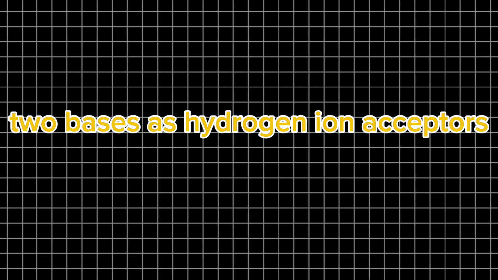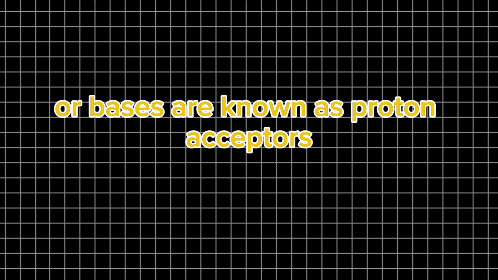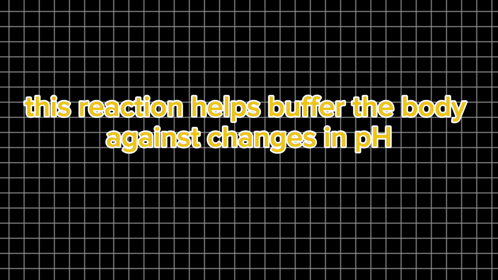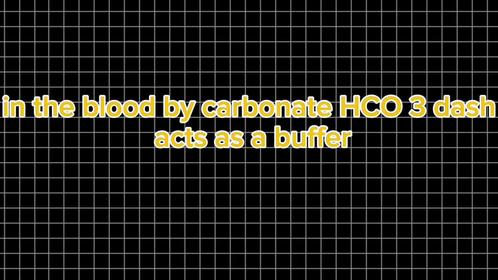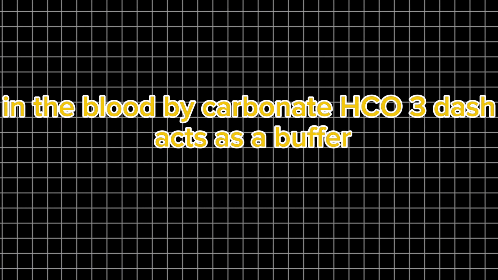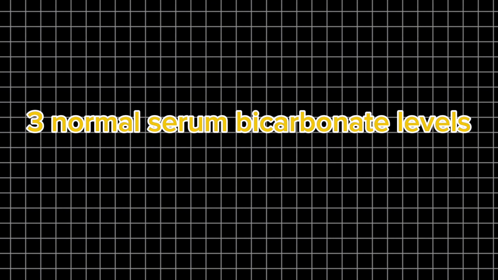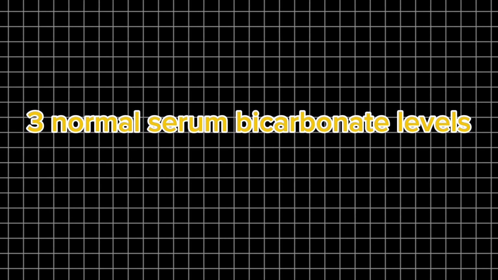2. Bases as hydrogen ion acceptors. Bases are known as proton acceptors. When a base encounters an acid, it accepts hydrogen ions from the acid, neutralizing its effect. This reaction helps buffer the body against changes in pH, keeping the internal environment stable. Example. In the blood, bicarbonate, HCO3-, acts as a buffer, accepting excess hydrogen ions to prevent the blood from becoming too acidic.